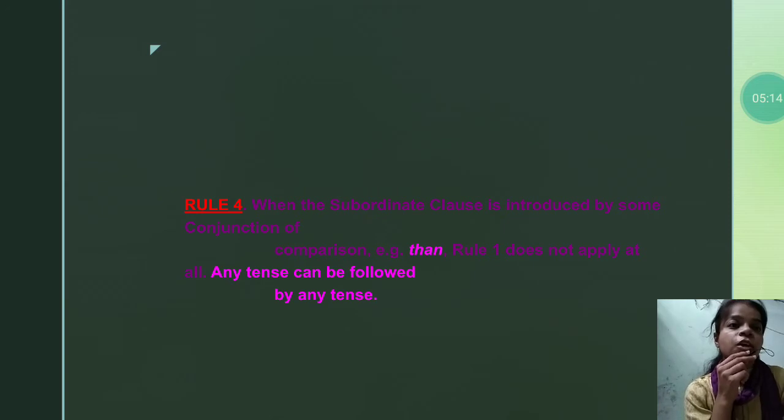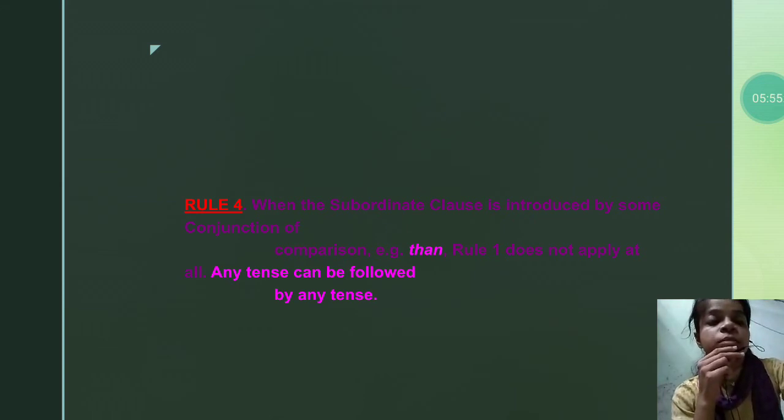Second exception is when the subordinate clause is introduced by some conjunction of comparison, for example than, then rule 1 does not apply at all. Any tense can be followed by any tense. That means if the subordinate clause starts with a conjunction of comparison, for example than, we can apply any tense in either of the two clauses and rule 1 will not be followed.